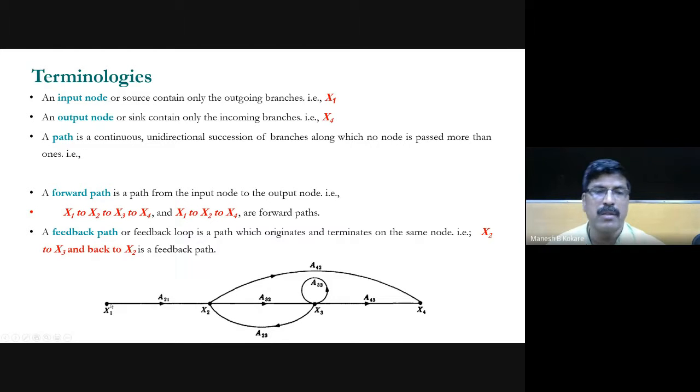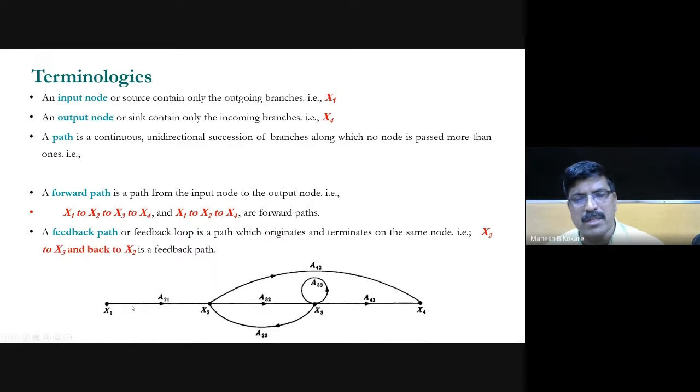So here there are two forward paths. One is x1 to x2, x2 to x3, x3 to x4, right? So this is one path. You cannot consider this one also. This is a loop basically, because the signal is starting from the point and terminating at the same point, right?